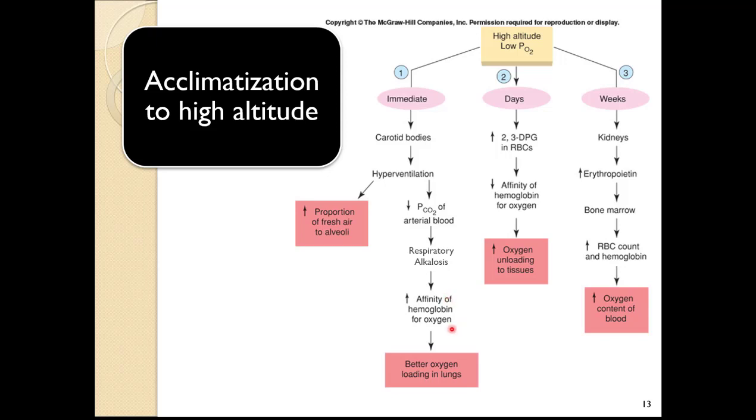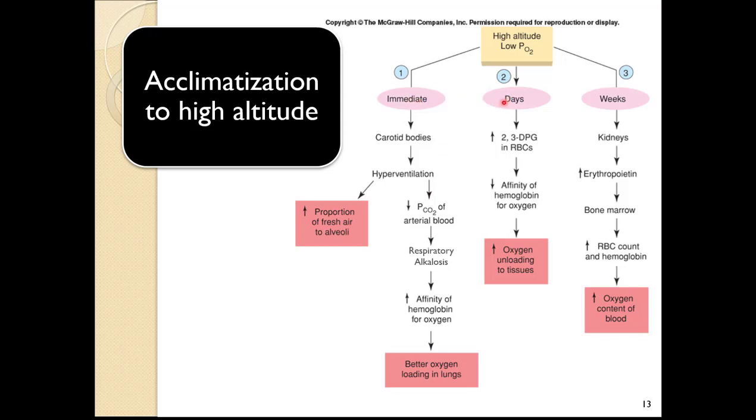And this actually increases the affinity of hemoglobin for oxygen. So you actually wind up, ironically, getting better oxygen loading in the lungs due to these changes. Even though it's causing an alkaline change in your blood, which normally would not be good, here it does wind up being helpful, at least for loading oxygen in the lungs. All right, that happens immediately.